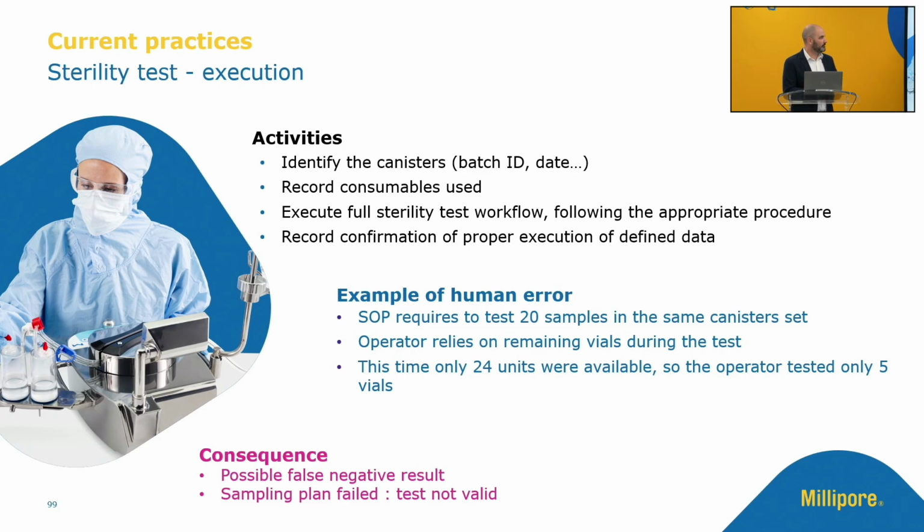Another example of a mistake could be an operator conducting a sterility test in an isolator, knowing that he has to test 20 samples for the batch. And usually there are always 5 spare units in case something happens. So he relies on the remaining vials that he has to test. But this time there were only 24 vials and not 25. So he stopped when there were 5 vials remaining. In the end, he tested only 19 and not 20. So in that case, the sampling plan has failed. The proper number of vials was not tested, so the result is not valid.